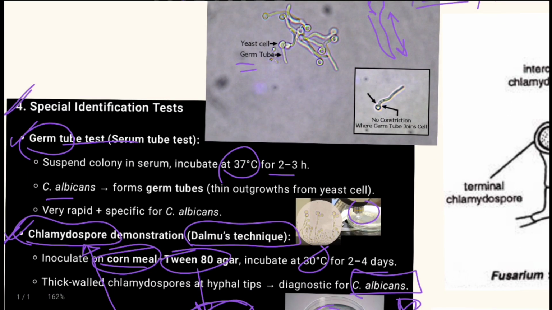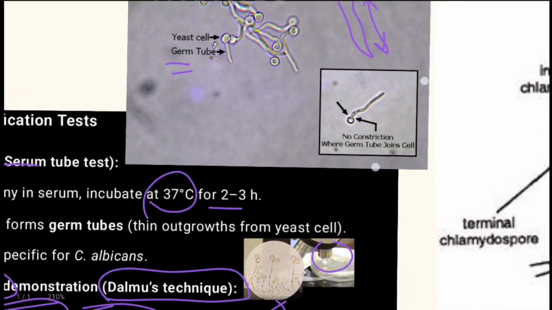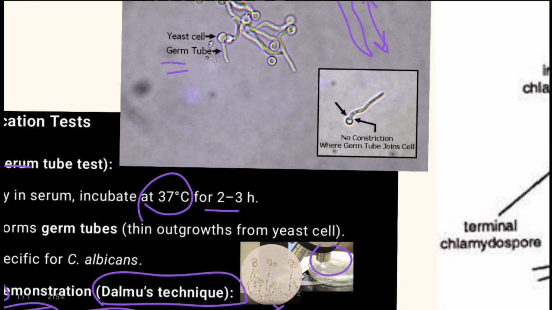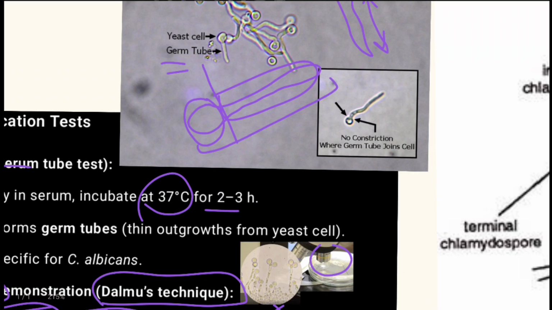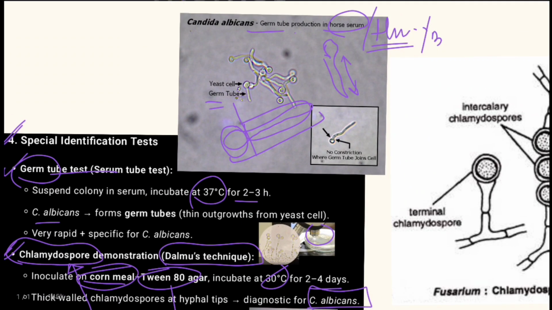There are two Candida species here. Candida albicans will form a germ tube, but the germ tube formation doesn't involve any constriction. Which means that if this is the yeast cell, then the germ tube will be formed without any constriction between the yeast cell and the tube. This is the cell and this is the tube. So you may not find any constriction in between the cell and tube. If you notice such structures in the germ tube test, that will be a Candida albicans character.